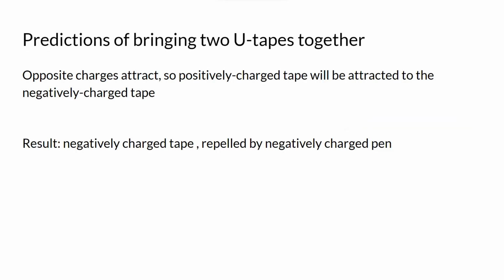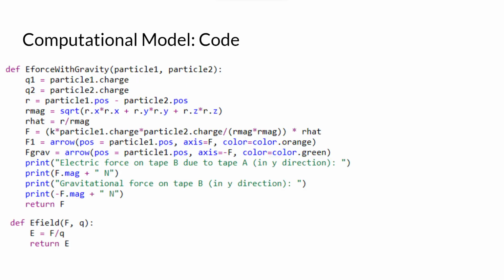My predictions are based on the fact that opposite charges attract and like charges repel, so tape B will be repelled from tape A because of the same charge. Tape B is negatively charged because it was repelled when brought close to a negatively charged pen. Here's an excerpt from the code, and the entire computational model is linked in the description.